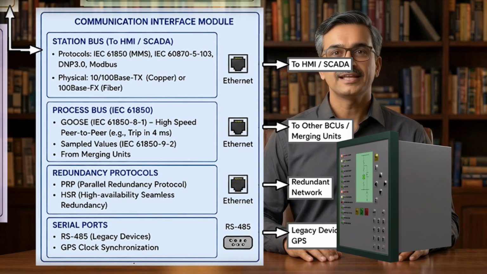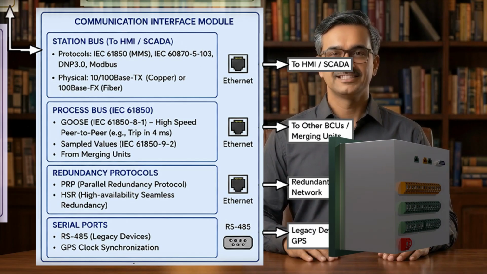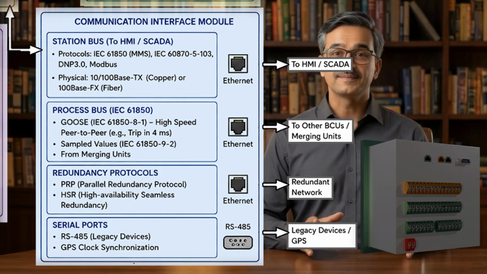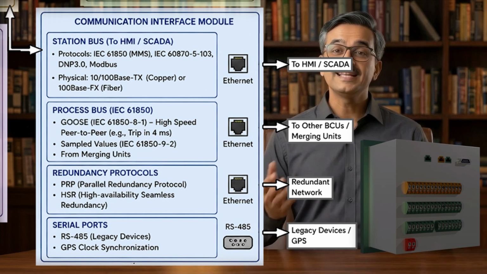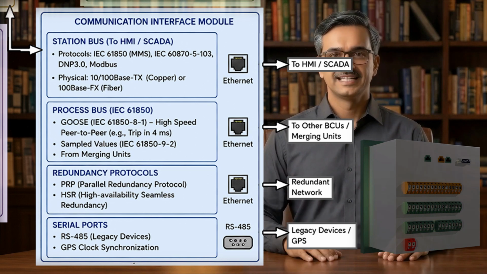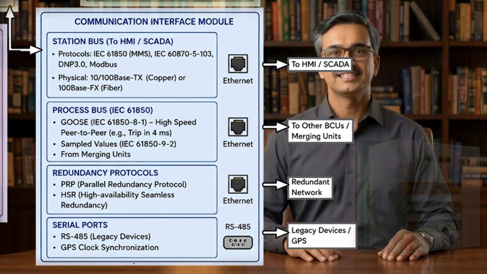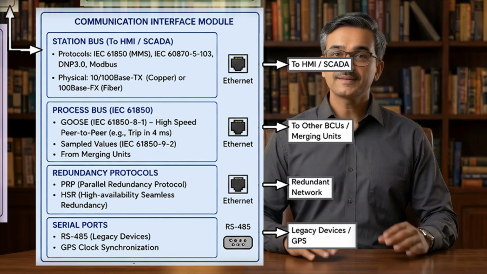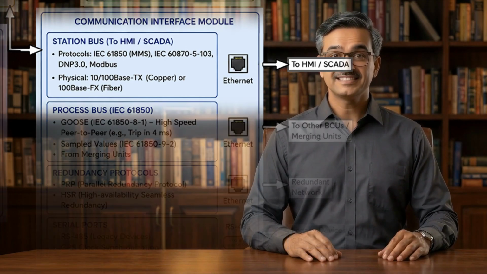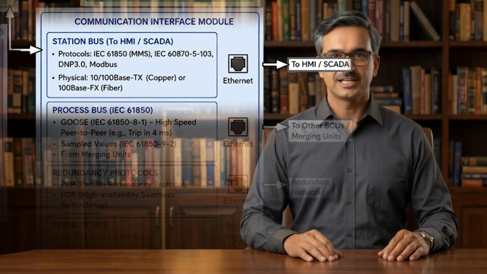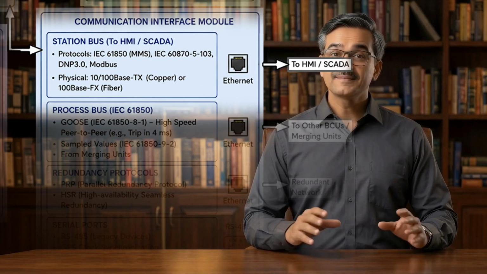The communication interface module is what makes the BCU a true network hub. It uses multiple protocols and ports to talk to station-level devices, other bays, and the process level. Let's break this down. Station bus. This is the primary link to the local HMI and to the SCADA master.